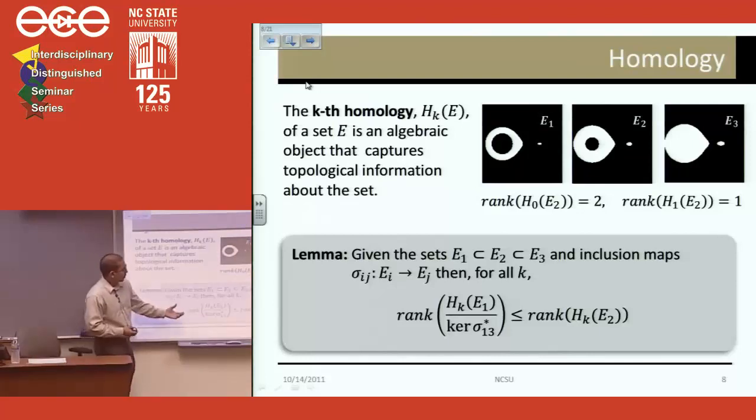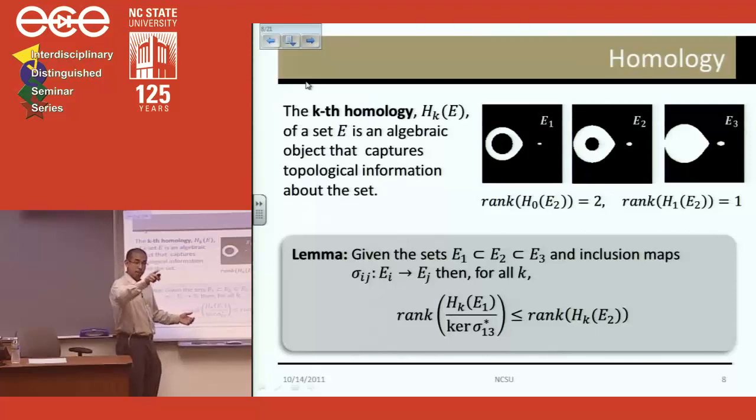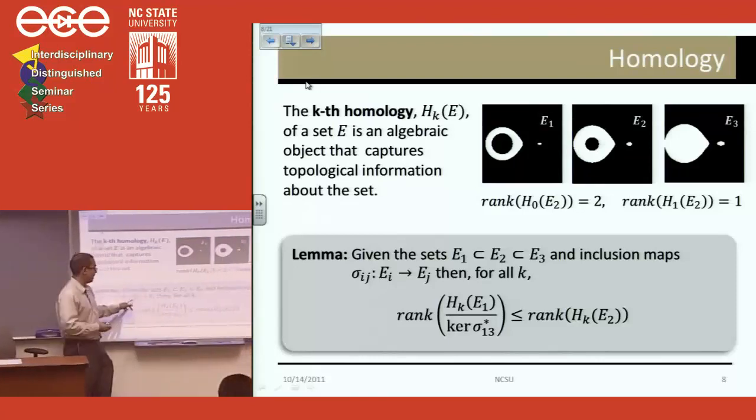Now, in general, if you were to actually, yes, question? The psi star? Oh, star, yes. That's essentially the lifted map from the actual sets to the homologies. So star means the induced map between the homologies of Ei to the homologies of Ej in that particular case.